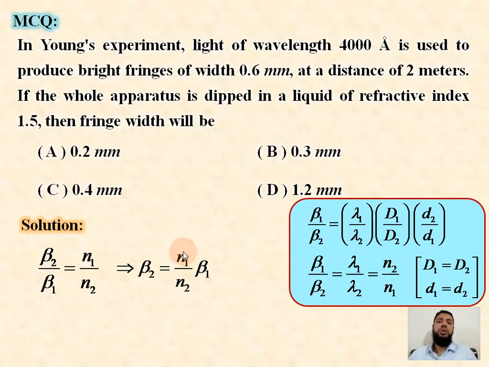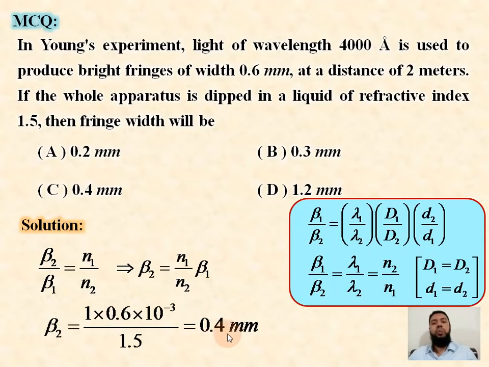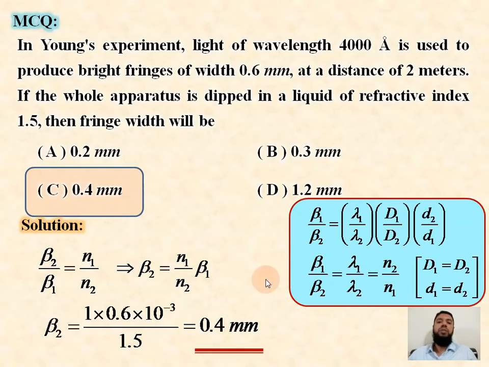Now substitute the values. n1 air or vacuum ಅಂತ ತಗೊಂಡಾಗ 1 ಅಂತ ತಗೊಳ್ಳೋಣ. beta 1 is 0.6 millimeter ಇದೆ, 10 power minus 3. Then n2 is 1.5 define ಮಾಡಿದ್ದಾರೆ. Hence on simplification the fringe width is 0.4 millimeter. Hence the correct option is option C 0.4 millimeter.